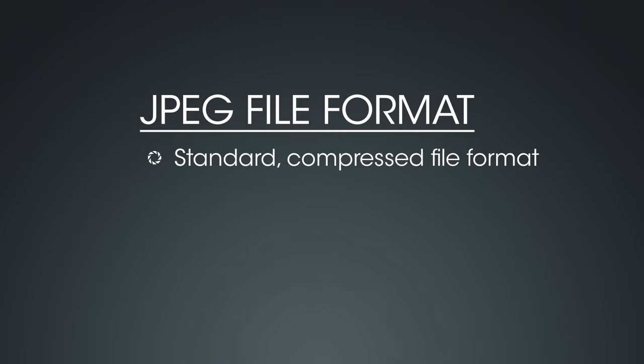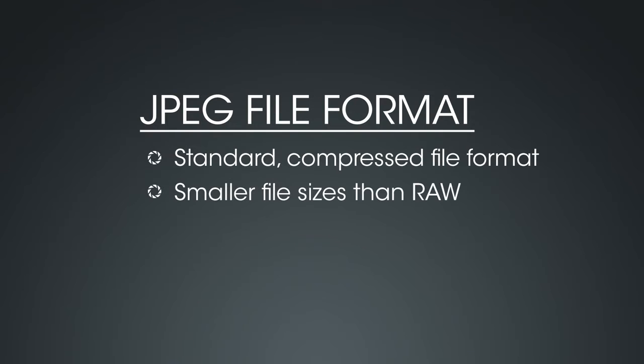JPEG files are a standard compressed file format that is supported by any image software. Because JPEG files are compressed, the file sizes are very small compared to RAW files, but they also have a much narrower range of tones and will lose some data each time they're saved.